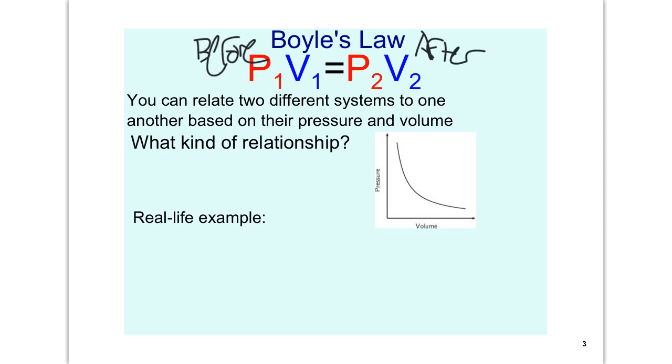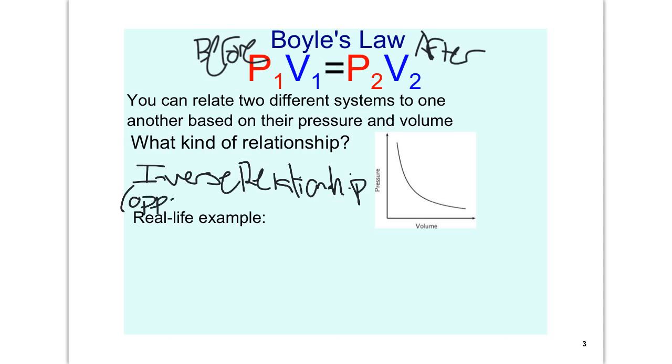So what kind of relationship is this? Well, if we look at the graph, you can see that as your pressure decreases, your volume increases. So this is what we would call an inverse relationship. For those of you not comfortable with the word inverse, inverse almost just means opposite. Essentially, as one goes down, the other goes up.